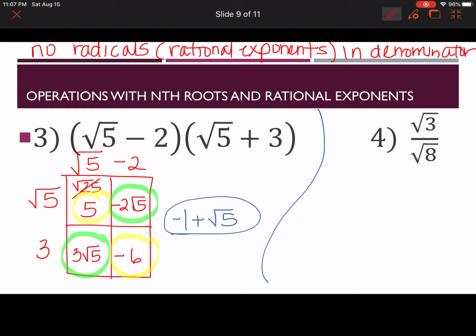So the first thing we're going to do is simplify that radical. So the square root of negative 8 is equal to 2 root 2. So in order to get rid of that root 2, we're just going to multiply top and bottom by root 2.